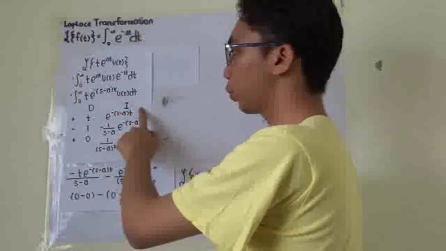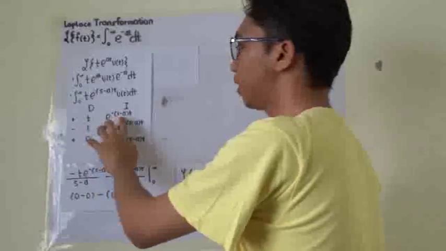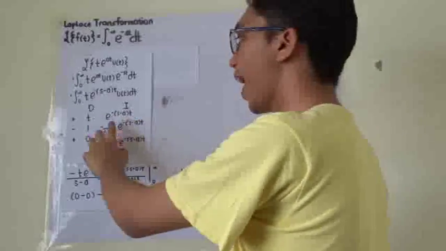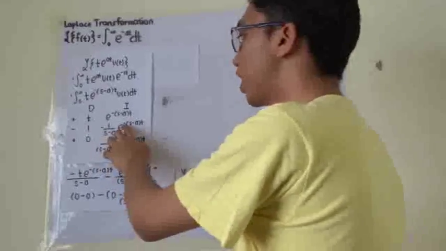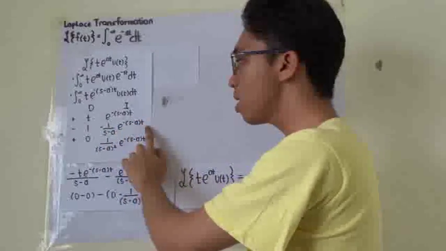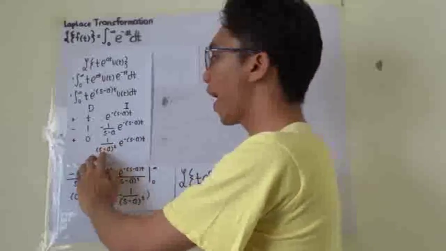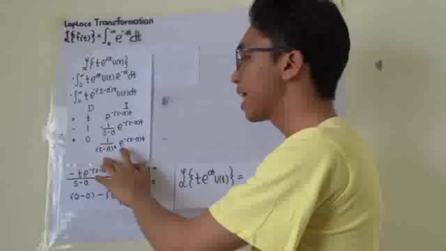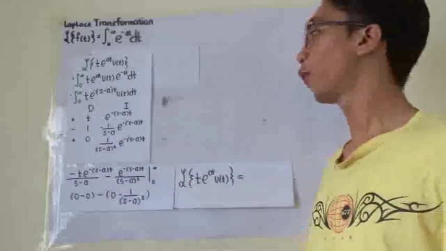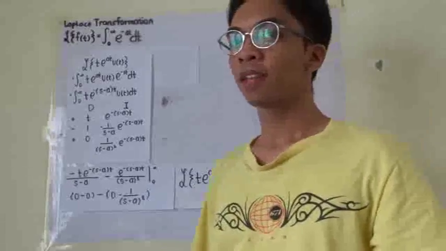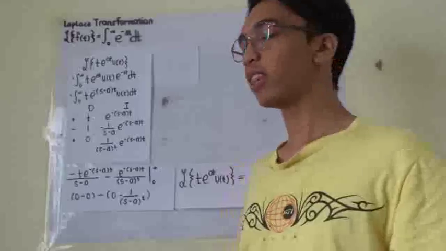And in the integrations, we have e raised to negative quantity s minus a t. Integrating it, we have negative 1 over s minus a times e raised to negative quantity s minus a t. And integrating it again, we have 1 over s minus a squared times e raised to negative s minus a t using the power formula.